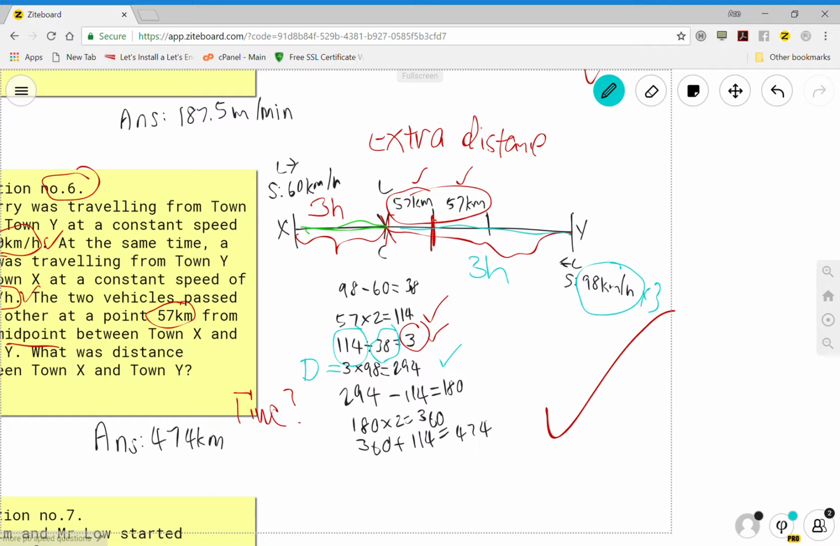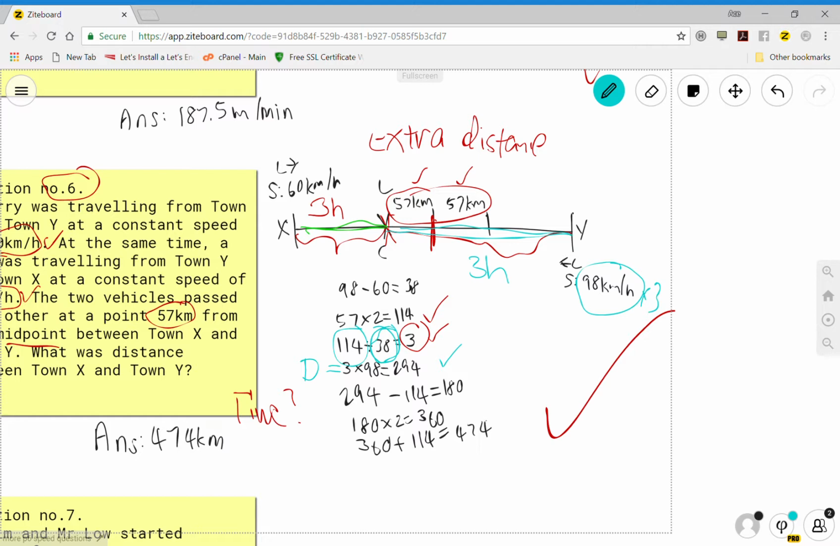When I say to cover the extra distance, it might be a bit confusing, because you may confuse it with the time taken to cover 114. No, it's the time to travel from the beginning all the way to here, because you're only looking at the extra distance, extra speed of 38.